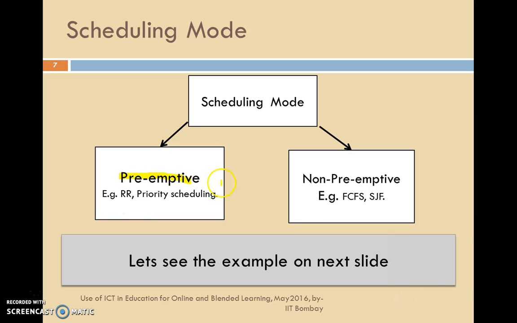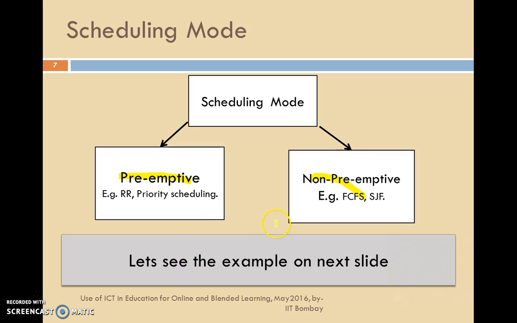And non-preemptive means it does not preempt or switch in between while the execution is going on. It allows the execution up to the end once it holds the CPU. In the non-preemptive fashion are first come first serve and shortest job algorithms, and in preemptive are round robin and priority scheduling.